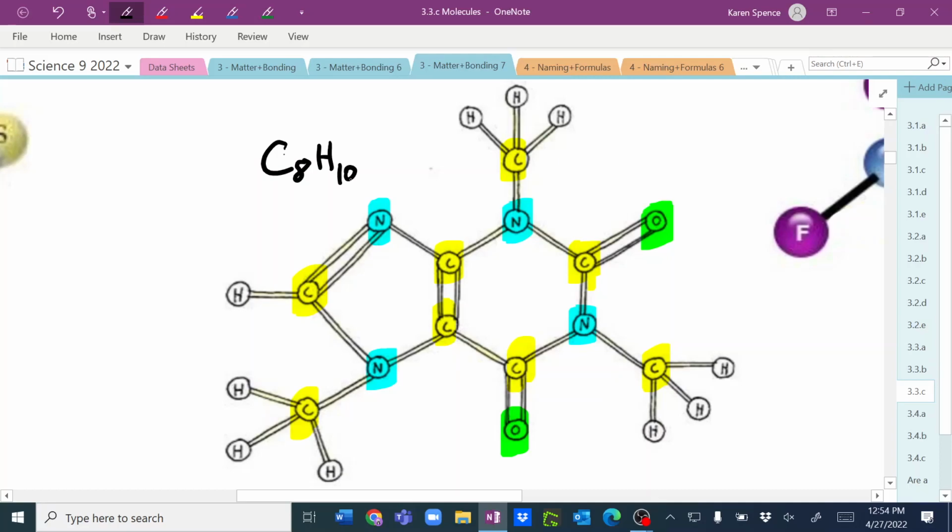And then if we were to write nitrogen, how many nitrogens? 4. And then O2. And then we're done, yeah? Did I miss some? I think it might be caffeine, but I might be wrong.